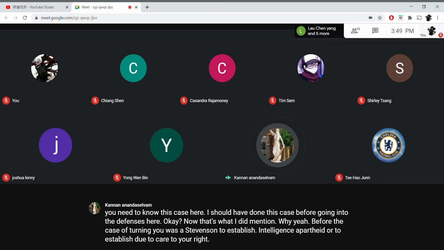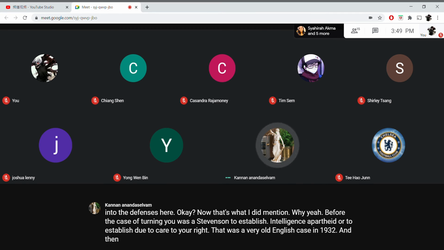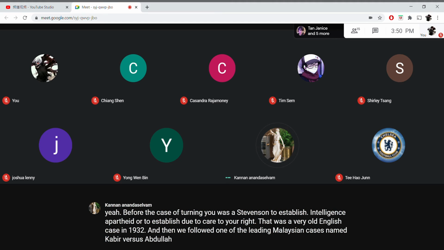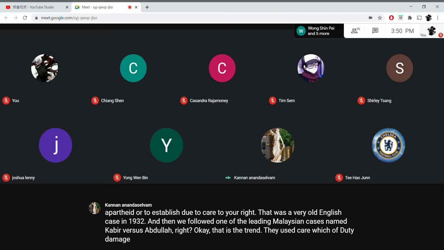That was a very old English case in 1932, and then we followed one of the leading Malaysian cases, Lim Kabi versus Abdul Latif. Am I right? Okay, that is the trend they use. Duty of care, breach of duty, damage, and remoteness. That is the format which we have been following.